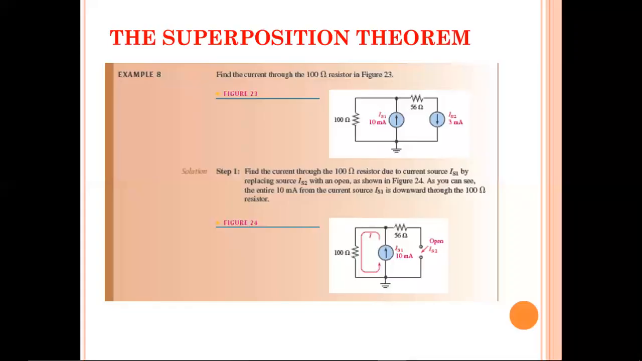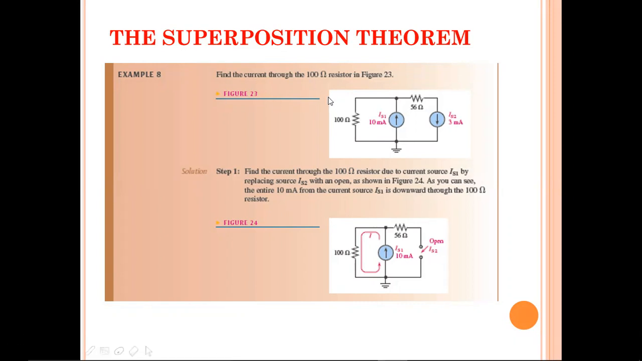Let me read the problem. Find the current through the 100 ohm resistor in the following figure. So here the current sources are there. I already said you can apply superposition to current sources, or voltage sources, or a mix of voltage sources and current sources. In this example, I took only current sources. Now let's see how the problem is going to be solved.